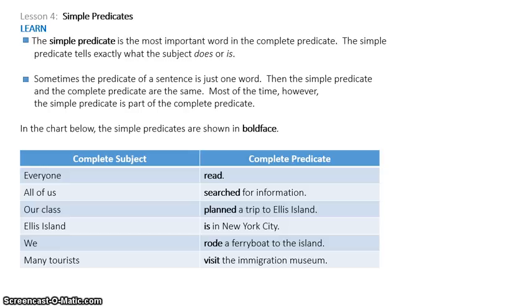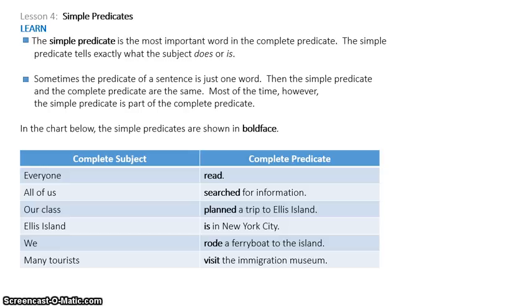So the complete subject is our class. The complete predicate is planned a trip to Ellis Island. The simple predicate, the verb, is planned. The next one says Ellis Island is in New York City. Ellis Island is a complete subject. Is in New York City is the complete predicate.